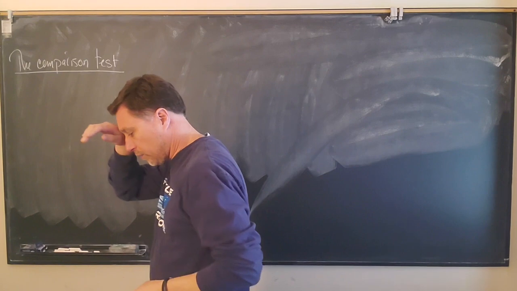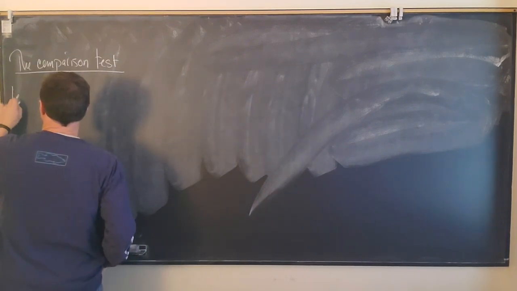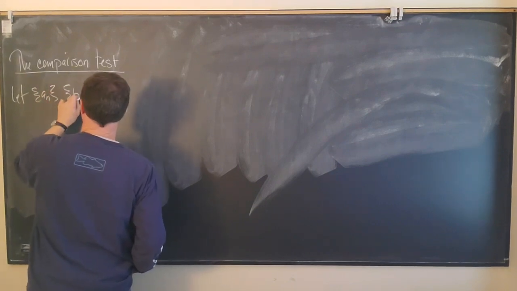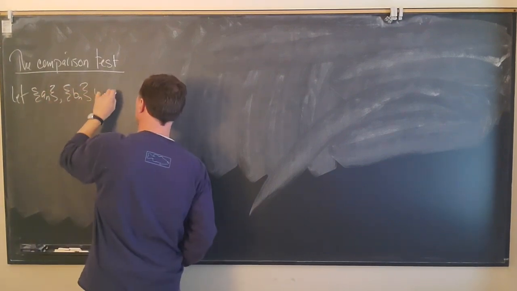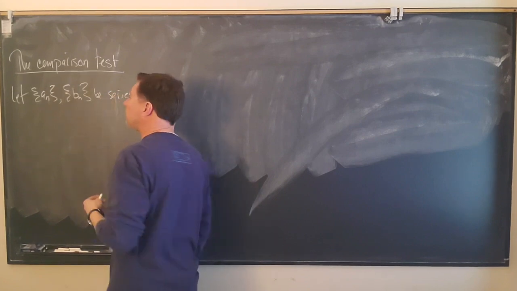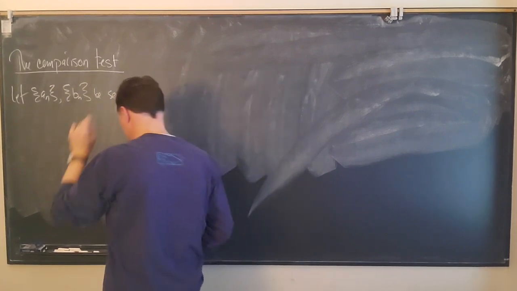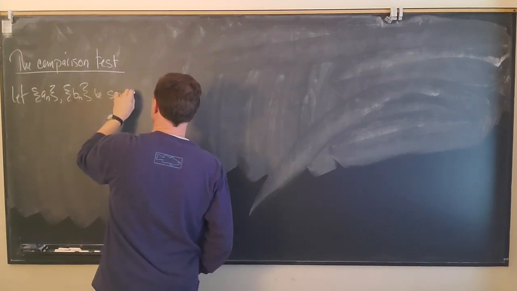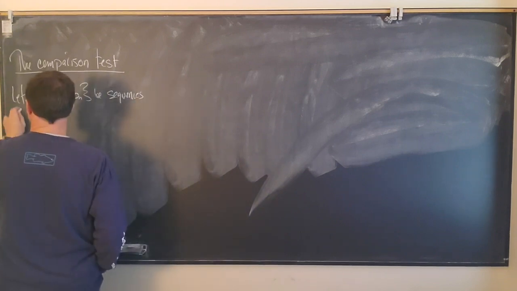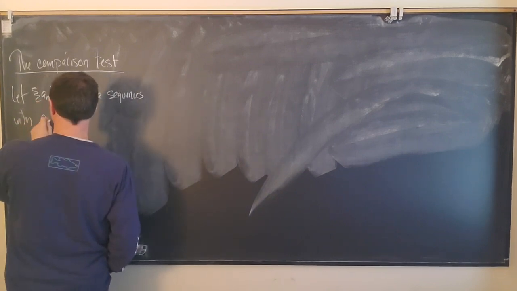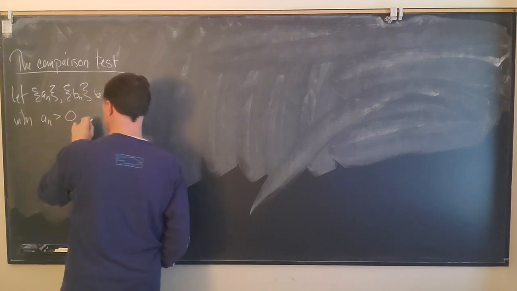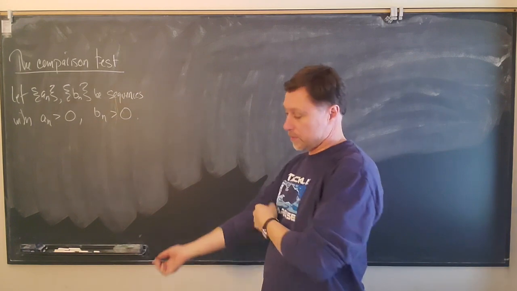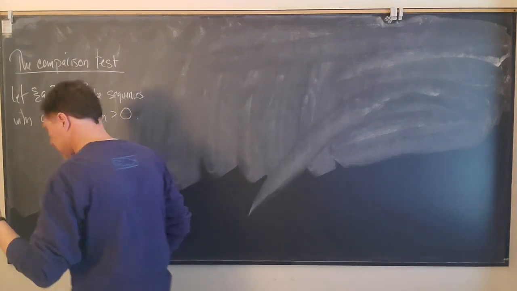And so we start off with a couple of sequences. So let's let a_n and b_n be sequences. And we need these to both be positive sequences, with all terms greater than 0. Right, so the terms of each sequence have to be positive.